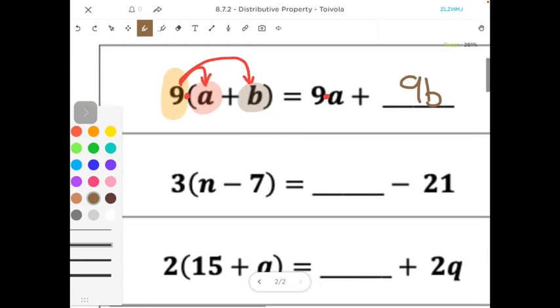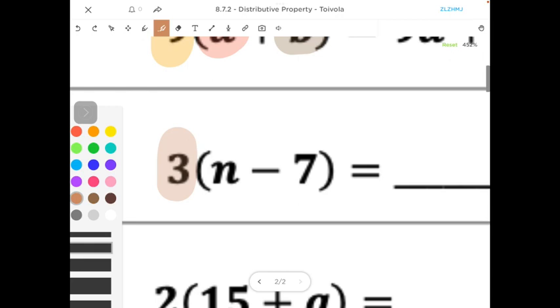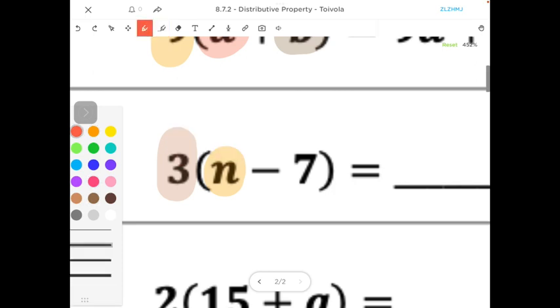So if we look at the next one, I don't know, maybe it's a bowl of noodles. And the next one, there's going to be 3 orders, and each order is going to have a bowl of noodles. And then I'm not sure what the 7 would represent, right? But I do know that this 3 out in front goes to both the N and the 7.